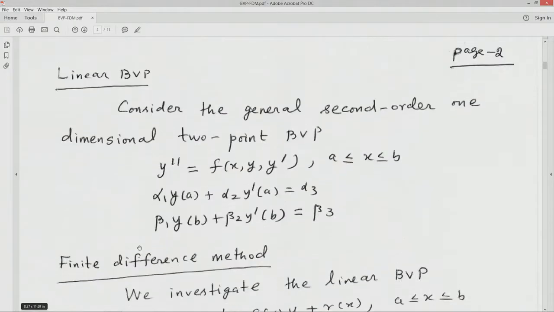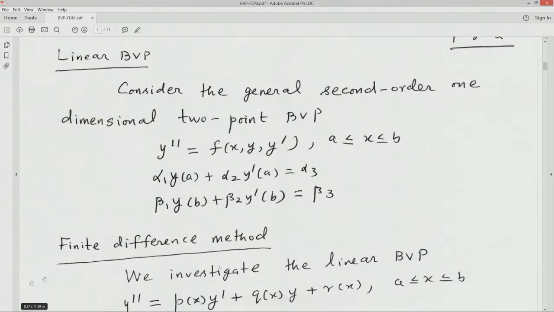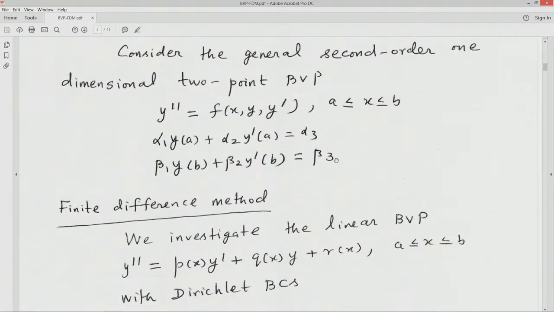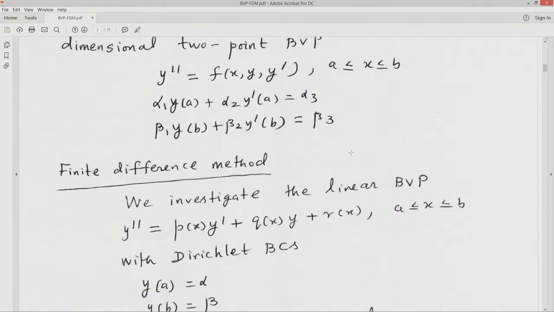So, we consider the general second order one dimensional 2-point boundary value problem, namely y double prime is f of x, y, y prime, which is defined for x in the interval [a, b], along with Robin type boundary conditions. As we said, we would like to understand the finite difference method of solving linear boundary value problems subject to the boundary conditions which are specified in this form.